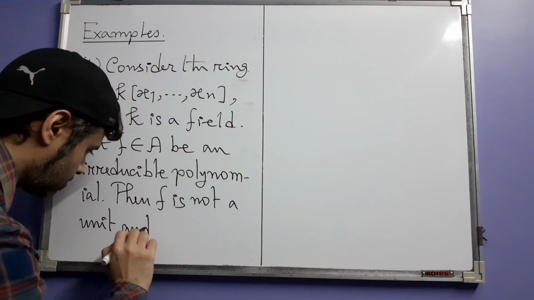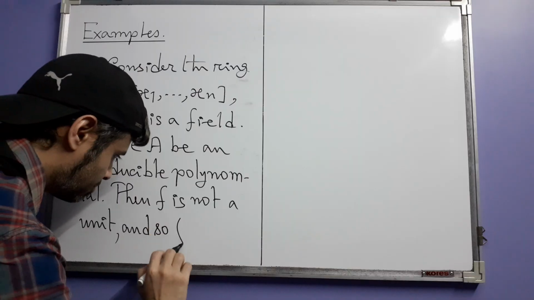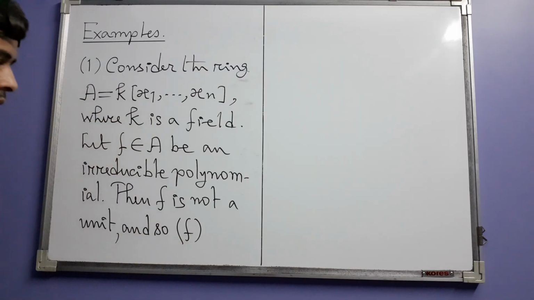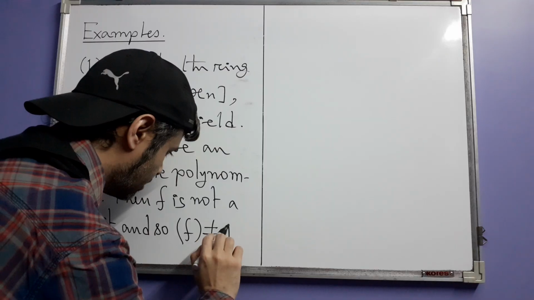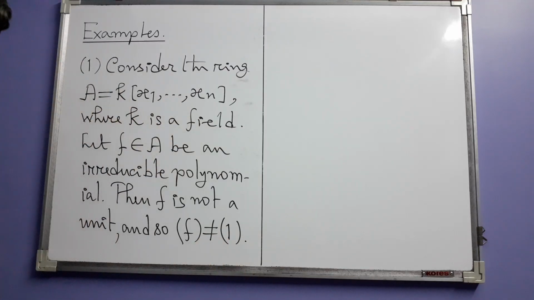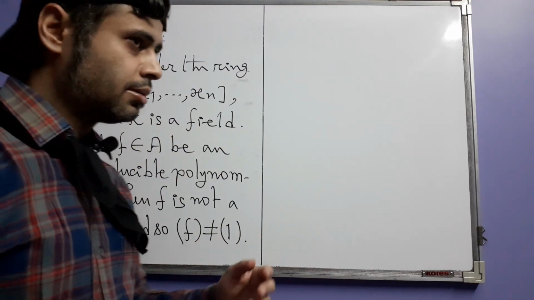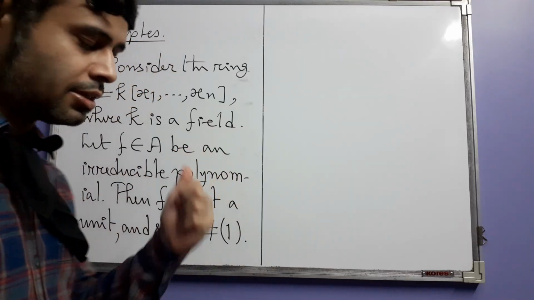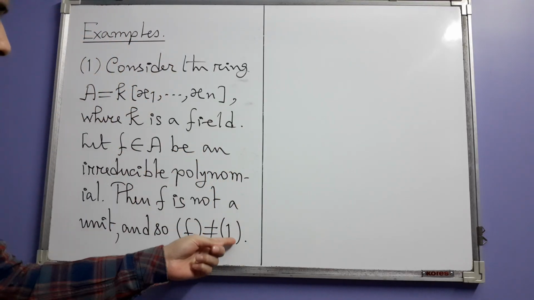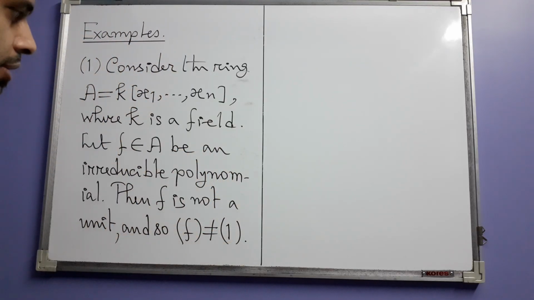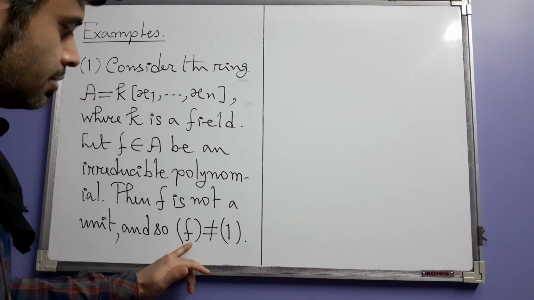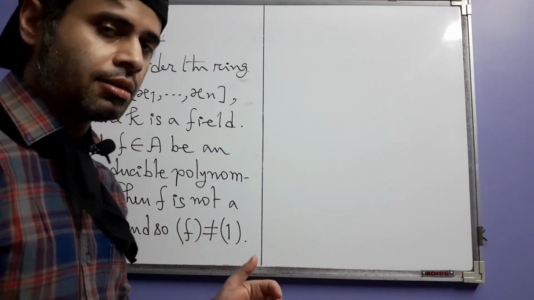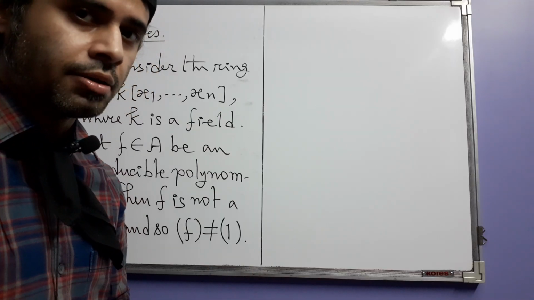And so, the principal ideal that f will generate is not equal to the entire ring. In other words, this principal ideal is a proper ideal of our ring. Our ring, of course, is A, the entire ring A. Okay. Now we want to show that this is not just a proper ideal, but actually it's a prime ideal.